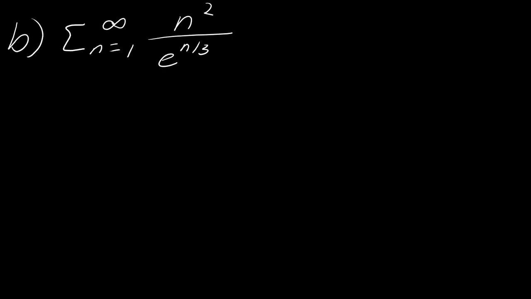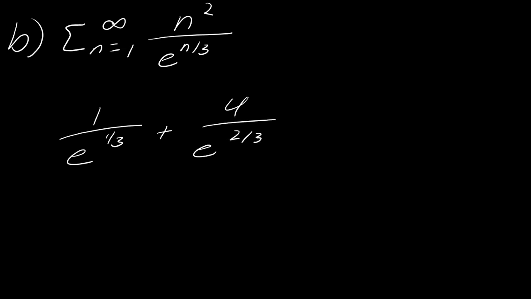Now let's look at a slightly trickier example. I've got n squared over e to the n cubed. When you look at this, if I write out a few terms, it's a little confusing. Is this increasing? Is this decreasing? It's kind of hard to tell, I think, when you first look at this, what's going on here.